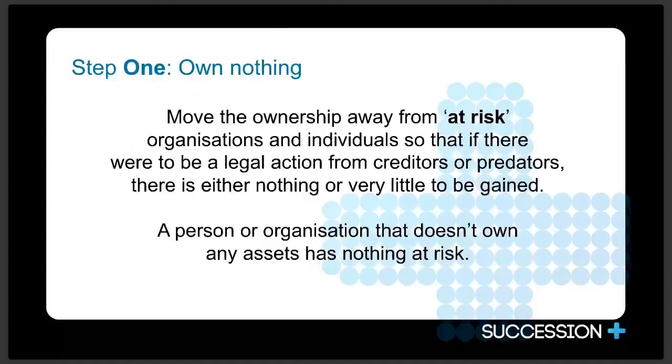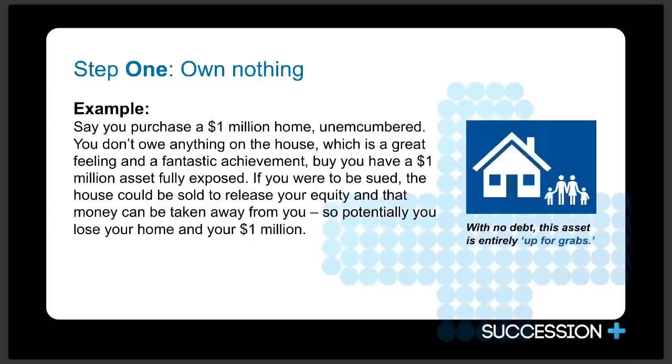So the first thing is step 1, own nothing. Move the ownership away from at-risk organisations and individuals. So if your company is a trading business, it has risk. Some more than others, as I said, but it still has risk. And so you don't want to have assets sitting in that entity. The same thing goes with organisations. The same thing is with individuals or people. We've still got the same risk where we've got at-risk individuals. We don't want them to own anything.